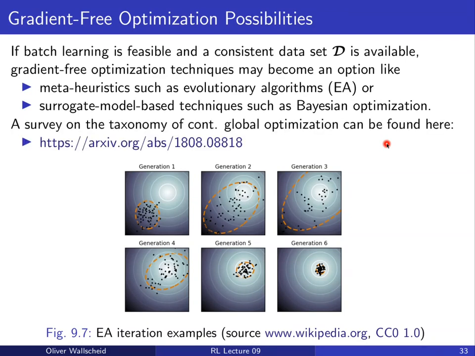And if you're interested in, let's say, more details on global optimization, I have linked here for you a very nice summary paper on the taxonomy of continuous global optimization, also freely available on arXiv.org. So you can just click on it and get yourself a very nice overview about the potential optimization tools which we can use for function approximation tuning, also in the reinforcement learning sense, besides the standard gradient-based descent.